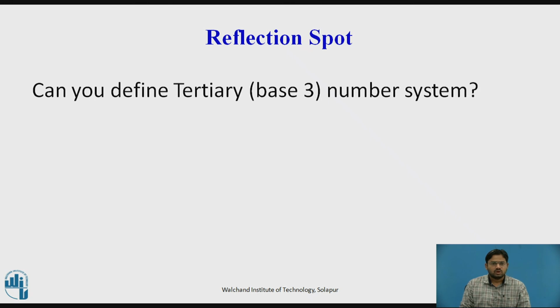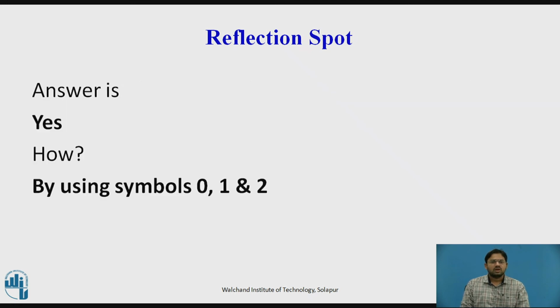As we discussed, there are only two types of systems so far, the binary number system and the decimal number system. Can you define the tertiary number system? A tertiary number system means having only 3 symbols. You can pause this video and think about it. You can write the answer, and if the answer is yes, how? Yes, you can define a tertiary number system by using the symbols 0, 1, 2.